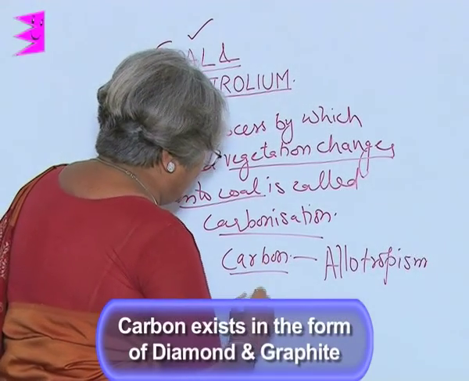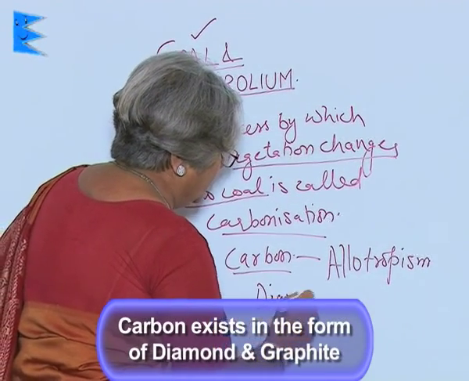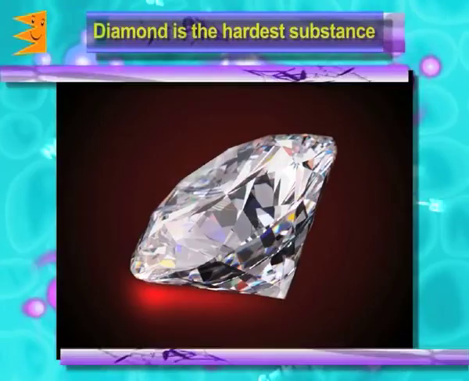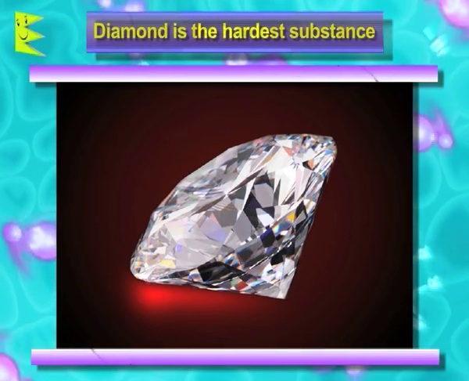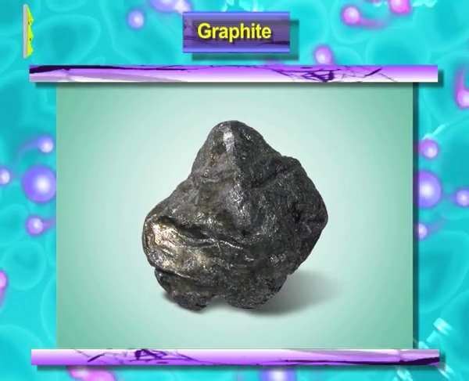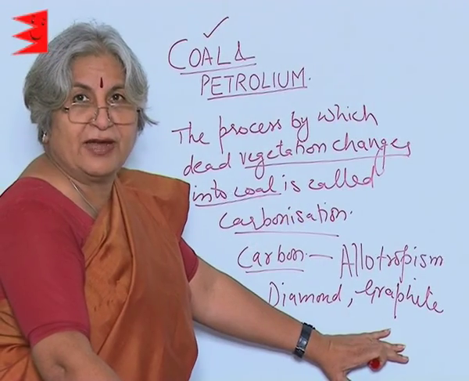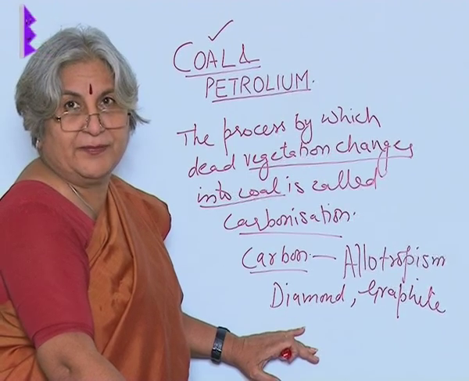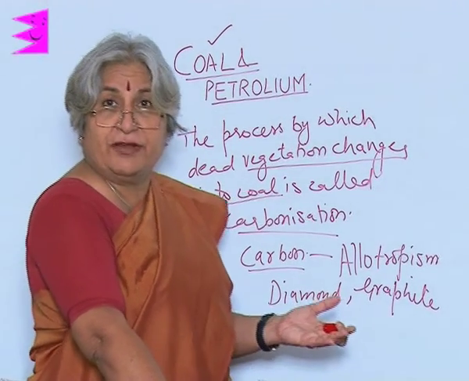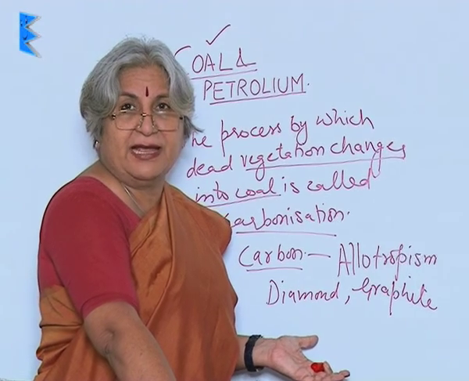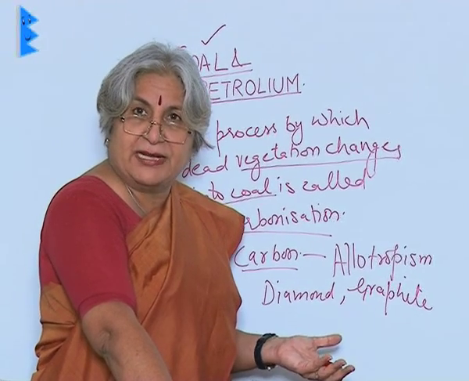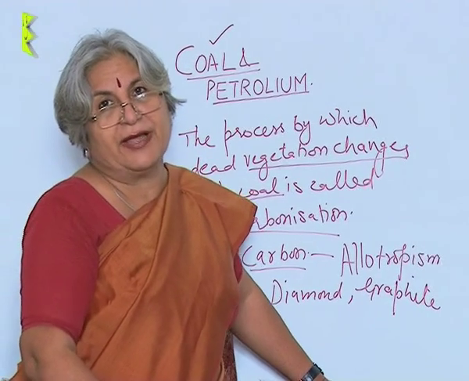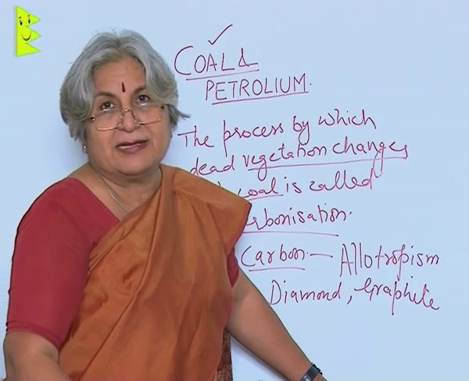And carbon exists in the form of diamond also and graphite also. Diamond is the hardest substance, while graphite is not. Graphite is grey in color, it is a good conductor of electricity, but diamond is colorless, shining with a sparkle. So there is so much of difference, and it is not a good conductor of electricity either. So their physical properties are different, but if we burn both of them in air, they will produce carbon dioxide. So the chemical properties are same.